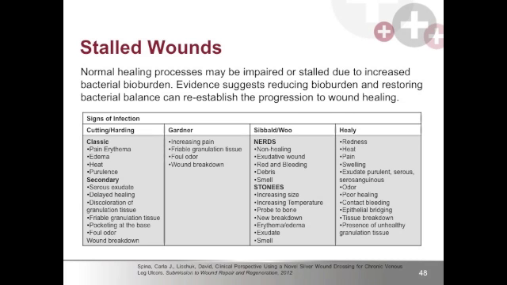Therefore, to further investigate the impact of Exsalt SD7 on balancing bioburden levels, we sought to examine a more specialized group of patients with a high percentage of stalled wounds, that is, impairment to normal healing, or stalled wounds that are due to increased bacterial burden. To facilitate this evaluation, we utilized tools for an assessment of infection developed by Cutting and Harding and Sibbald and Associates, and later validated by Garner and Associates and Wu and Associates.